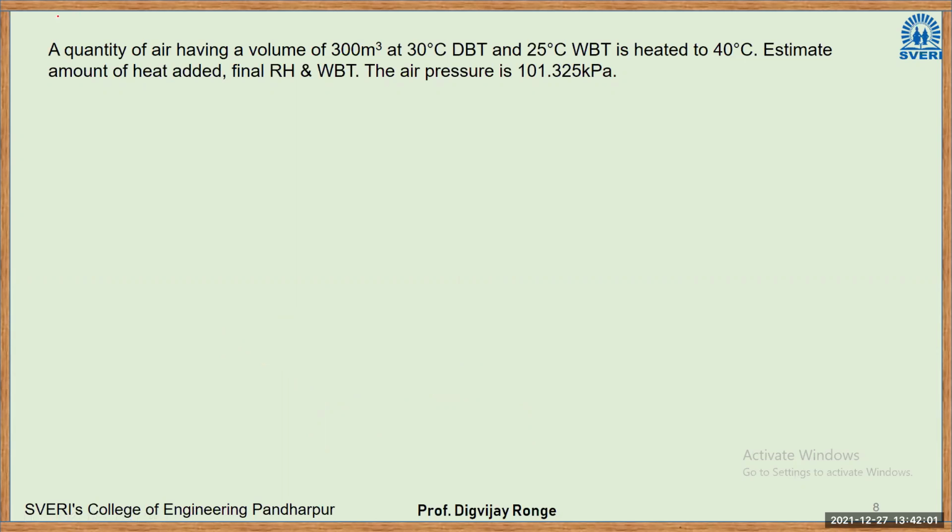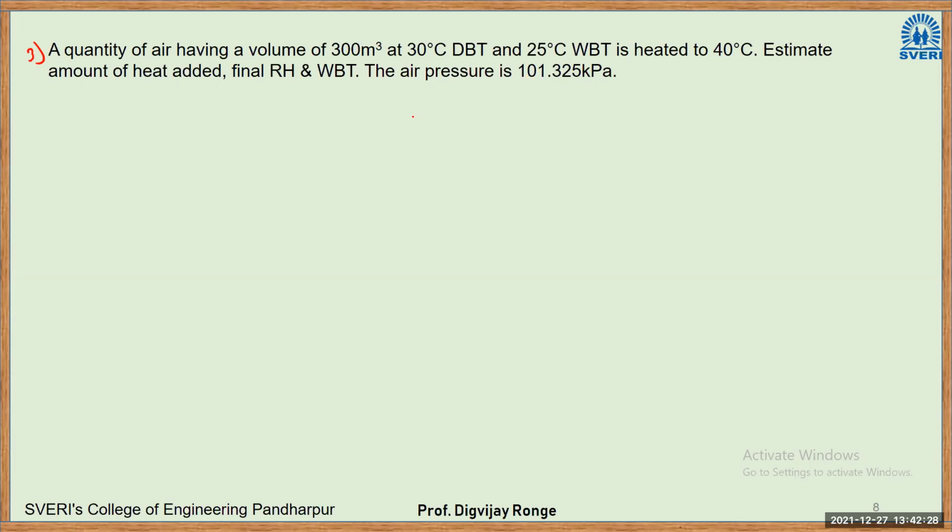Now, the third example: a quantity of air having volume of 300 meter cube at 30 degrees Celsius DBT and 25 degrees Celsius WBT is heated to 40 degrees Celsius. Estimate the amount of heat added, final RH and WBT. The air pressure is 101.325 kilopascal, right? Simply again, we have to make use of the psychrometric chart. We have to find the values.